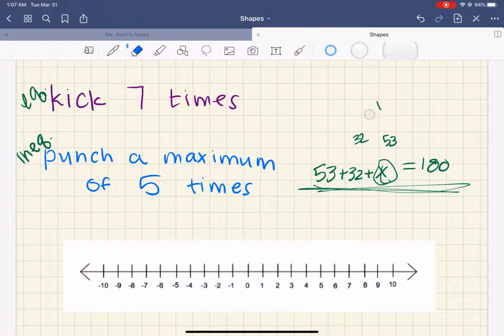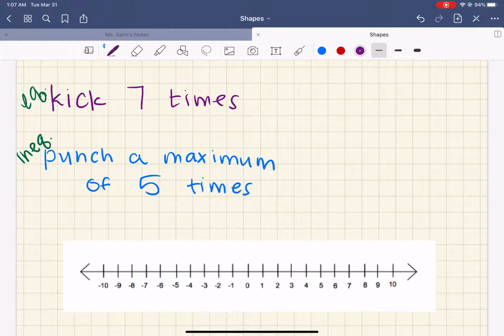If I want to represent this situation, okay, once again, we talked about how it has to be an equation because my kicks have to equal 7. I can simplify this even more by using just a variable to represent my number of kicks. My kicks have to equal 7. K has to equal 7.